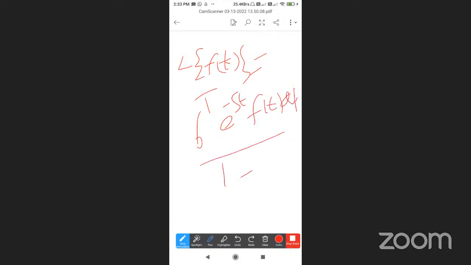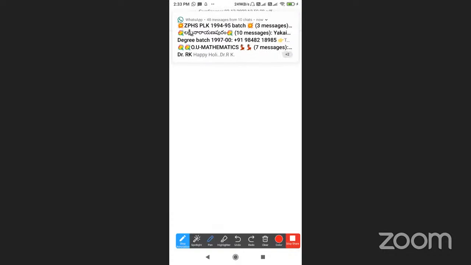What is the Laplace transform of a periodic function? Theorem 1 on page number 192: the Laplace transform of f of t is equal to the integral from 0 to T of e power of minus st into f of t dt, divided by 1 minus e power of minus sT. This is equation 1, that is the formula. We have to prove this Laplace transform of the periodic function.